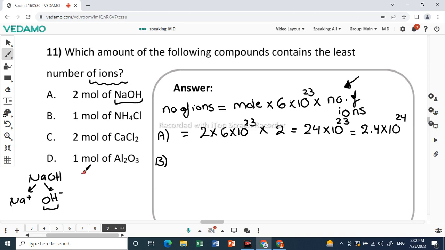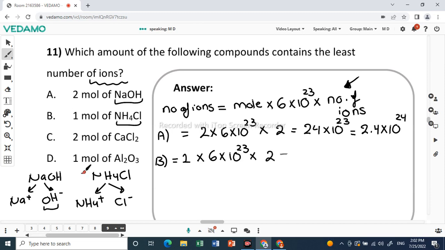For the B part, I've got the mole number multiplied by 6 times 10 to the power of 23. I'm going now to count the number of ions which are present inside my ammonium chloride. Another time, I have 2 ions, ammonium and the second one is chloride, so it is multiplied by 2. So 6 times 2 is 12, and I'm going to rewrite it into scientific notation as a final answer.